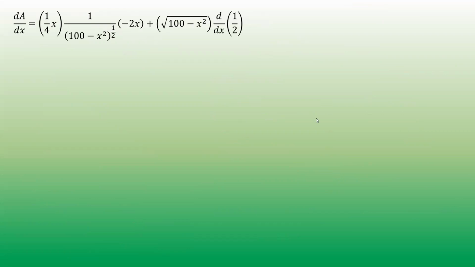Hindi ko pala kailangan ang d over dx. Alisin natin d over dx. Sige. So again, ito yung kanina, 1/4 x times 1 over 100 minus x squared raised to 1 half times negative 2x plus square root of 100 minus x squared times 1 half. Ayusin pa natin yan. Ito muna ayusin natin.